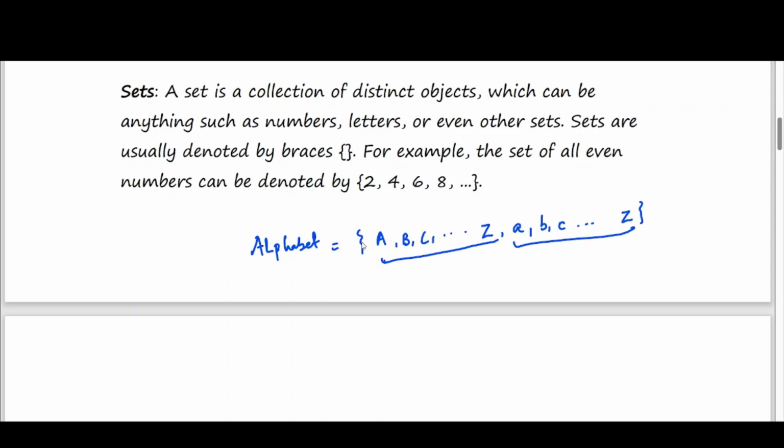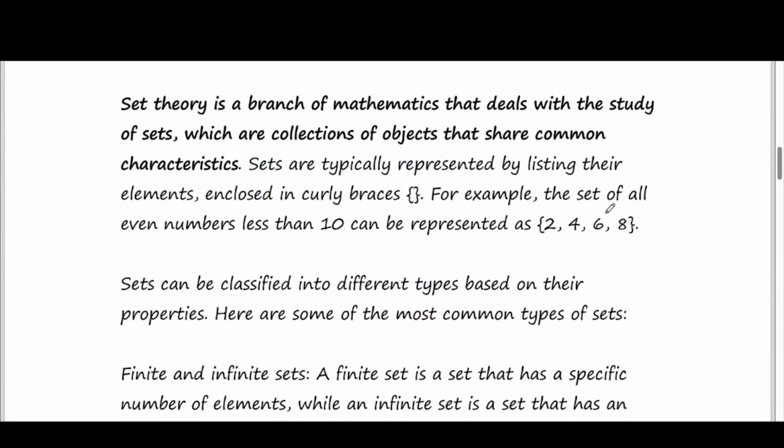Now you have just seen the set of even numbers. If I say the set of natural numbers, and I denote the set name as capital N, it will be 1, 2, 3, 4 and so on. The set of whole numbers, we know that it starts from 0, so 0, 1, 2, 3, 4 and so on.